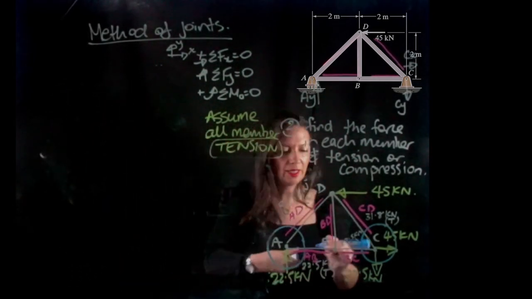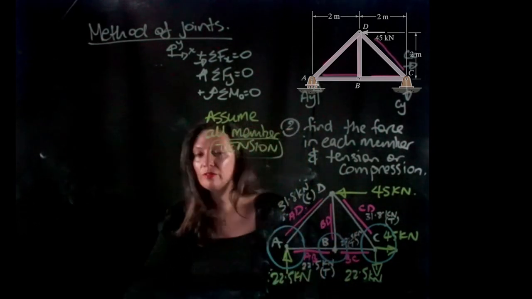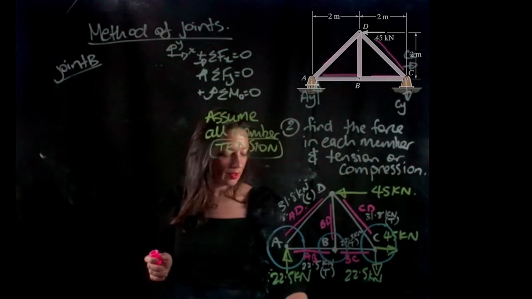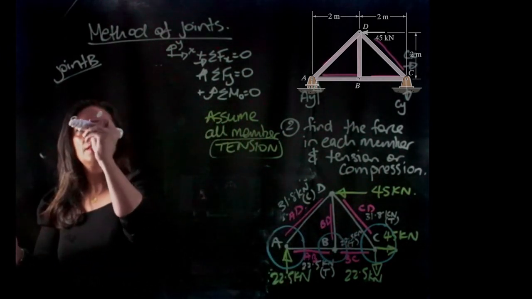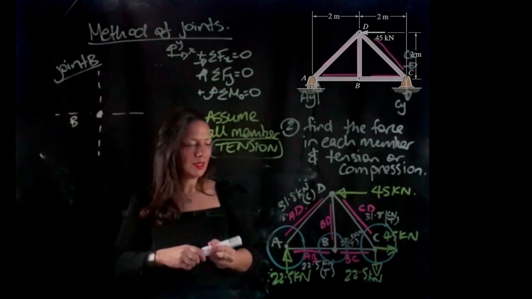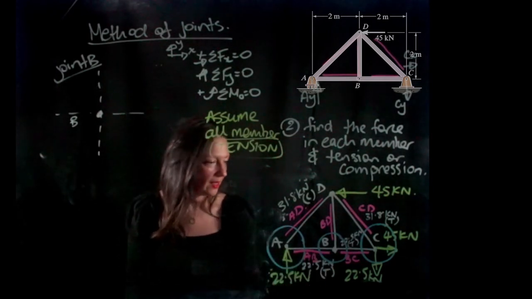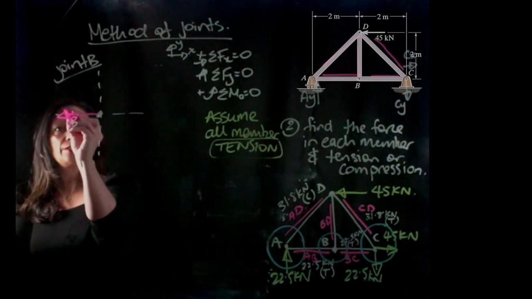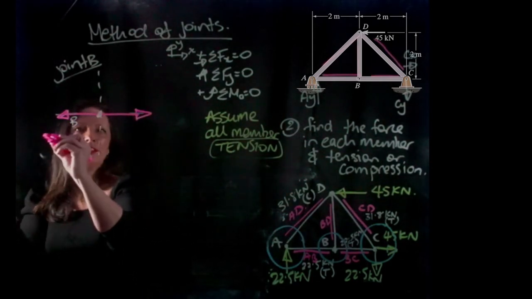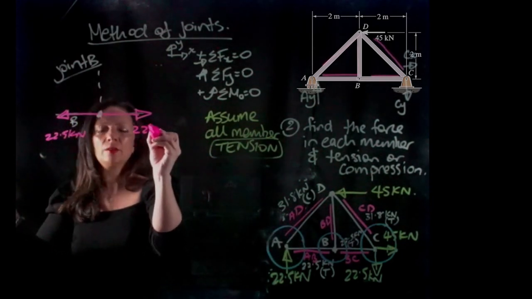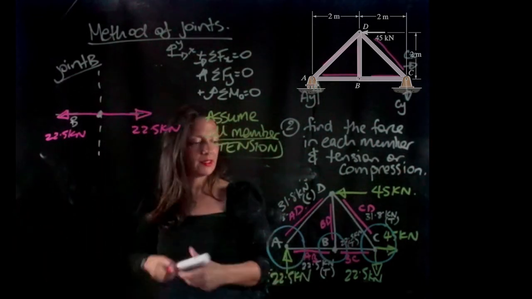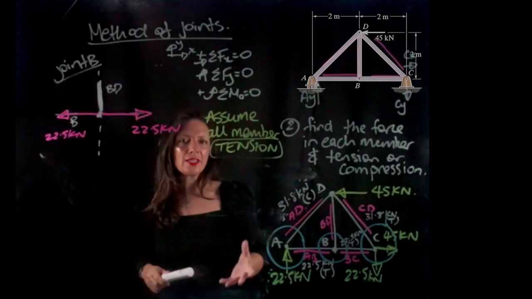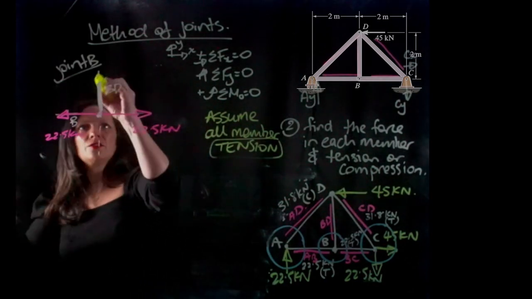Okay, so at joint B, let's draw a free body diagram for B. So we have B here, let's draw in some axes. I know that at B, I already have two forces that we know. Let's write that in here. I've already assumed that they're in tension, and that's 22.5 kilonewtons, and that's 22.5 kilonewtons. And the only force I have left is BD, we need to assume the direction. We always assume that it's in tension, so it's going away from the point. And I can draw my arrow.